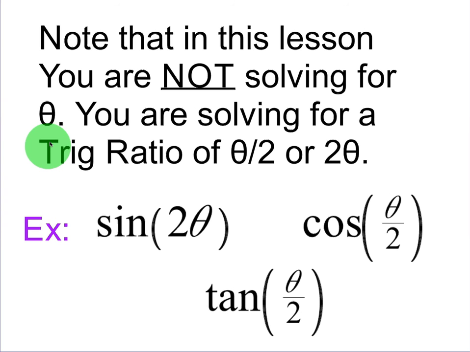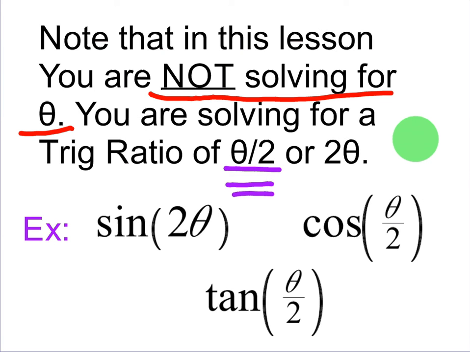Okay, so here's what we're really getting to. Note that in this lesson, you are not solving for theta. I am definitely going to underline that in red. You are not solving for theta. Here's what you're doing. You are solving for a trig ratio of either theta over 2 or 2 theta. Now notice, the theta over 2 represents the half angle, and the 2 theta represents the double angle.